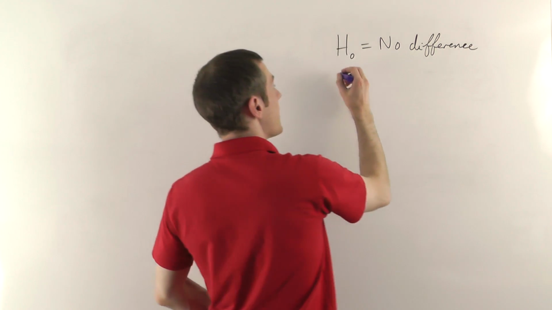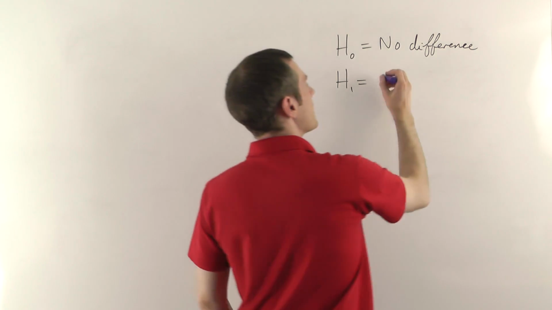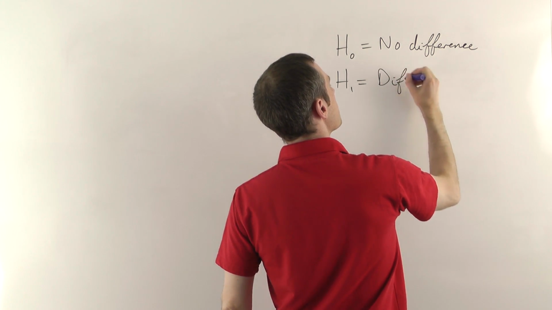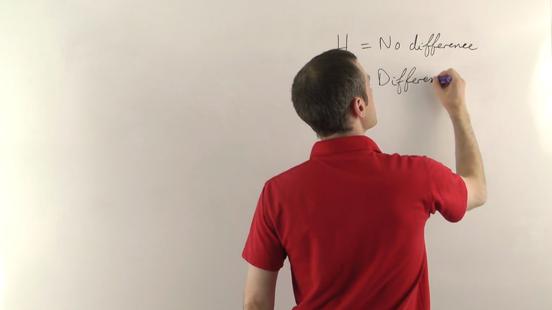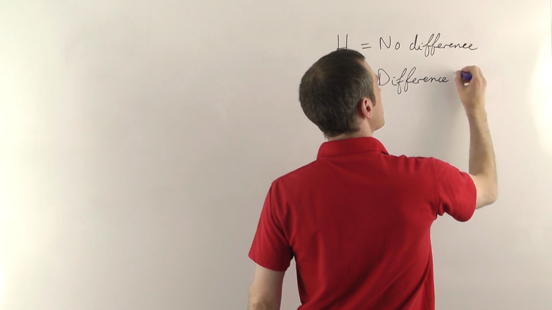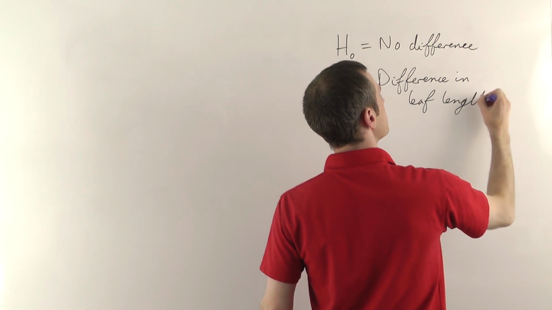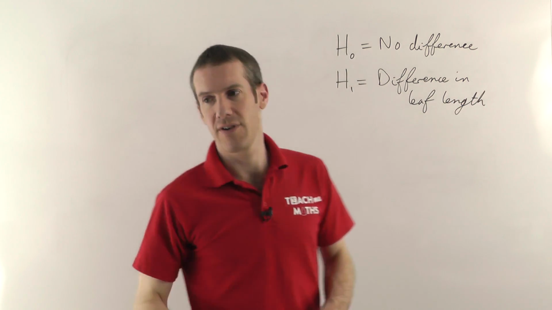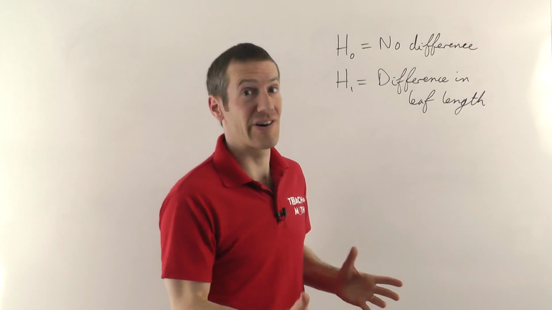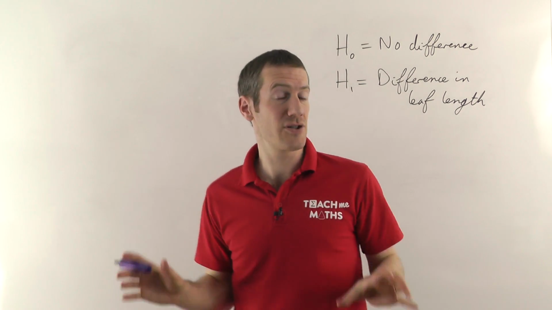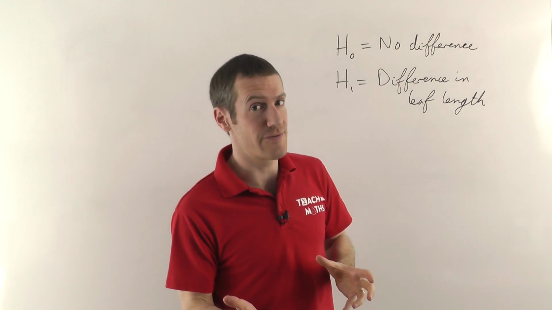H1, the alternative hypothesis though, says yes, there's a difference. Now crucially here, we don't know which way that difference is going to be. So there's a difference in leaf length, but we don't know whether our first variety of plant has longer leaves or if our second variety of plant has longer leaves. We're just going to compare the two sets of data and see if there is a difference. So H1 is there's a difference.